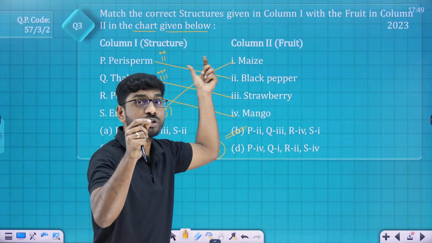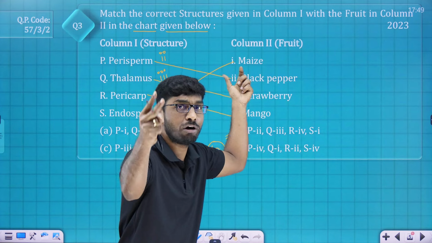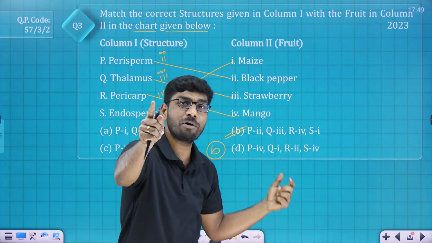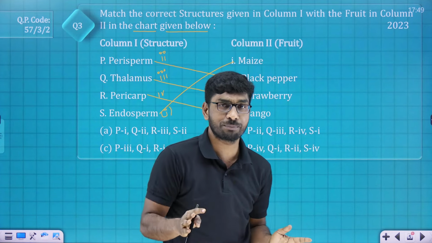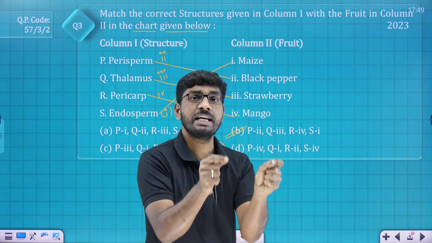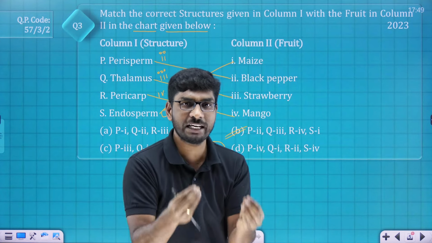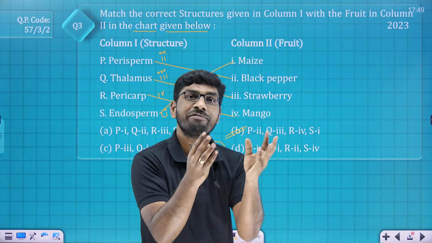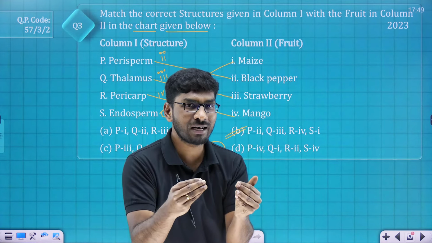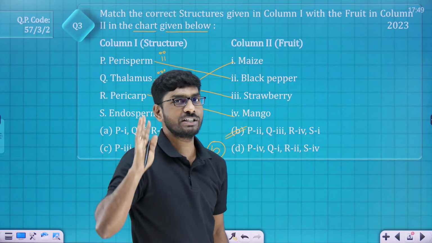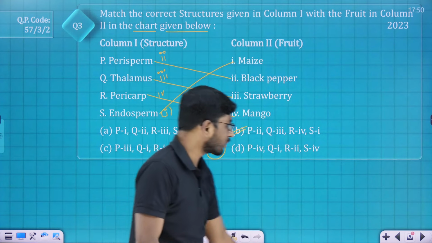This perisperm question can come for 2 marks also. Define perisperm, or give the examples of perisperm. This type of questions come. Perisperm is persisted nucellus. In beet and also black pepper, you would identify perisperm. Nucellus is a diploid tissue which is persisting even after fertilization. Keep in mind.